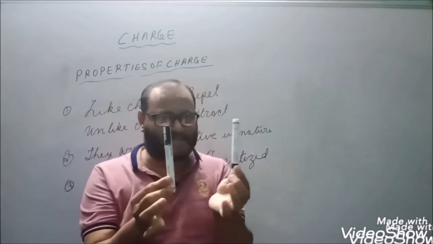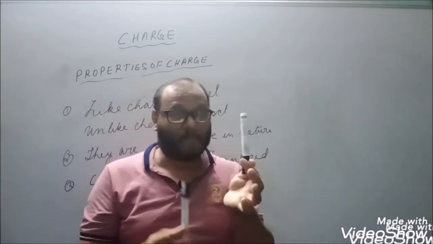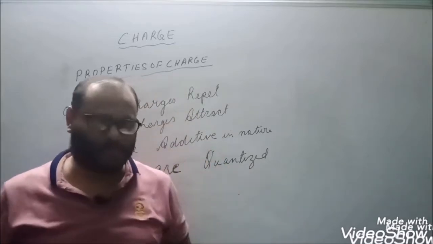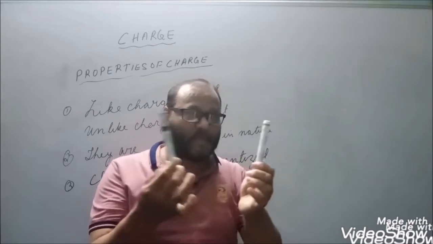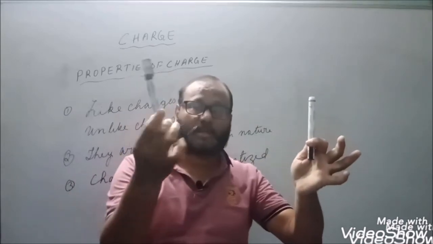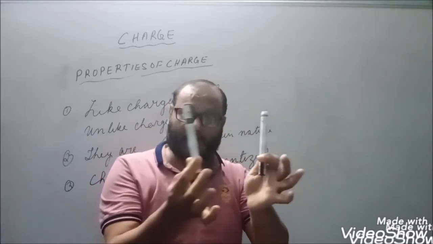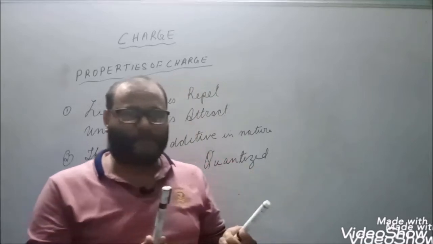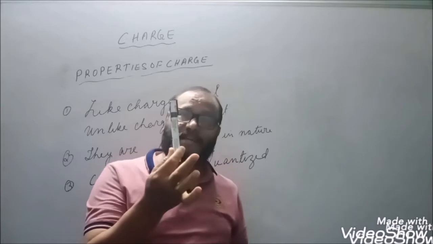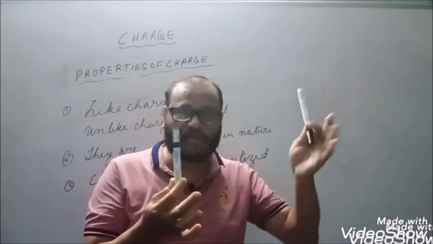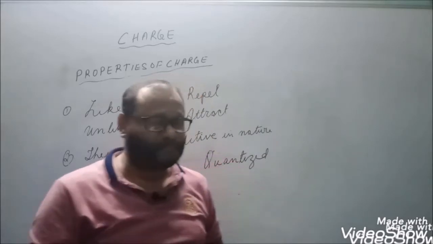If this body is attracted, that means this body is charged. But this will not give me correct information, because if this body was charged and it has attracted this one, it could happen that this one was positively charged, or it had no charge at all. Therefore, unlike charges attract, like and unlike attract. If I bring a charged body which is negatively charged and another body which I don't know whether it's charged or not, if they attract, again it could be like and unlike charges attracting.